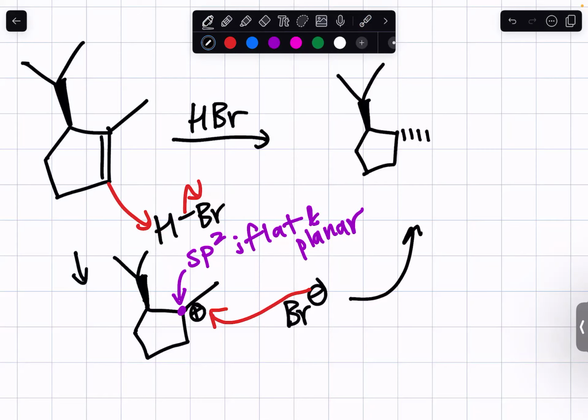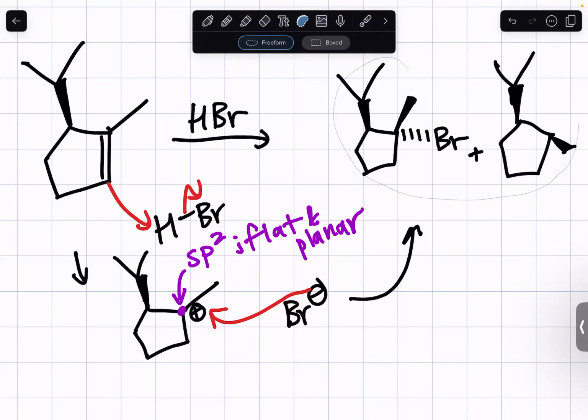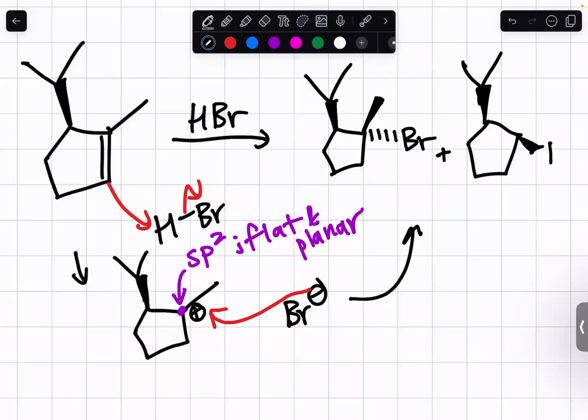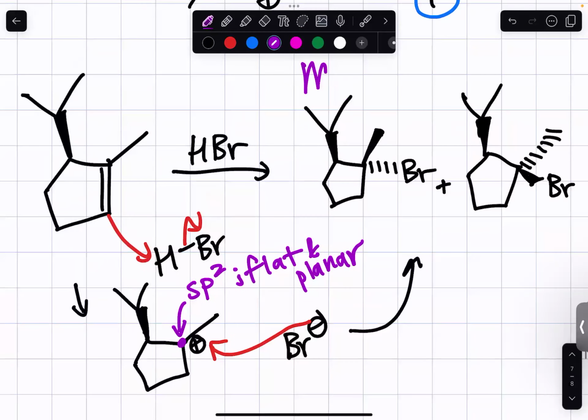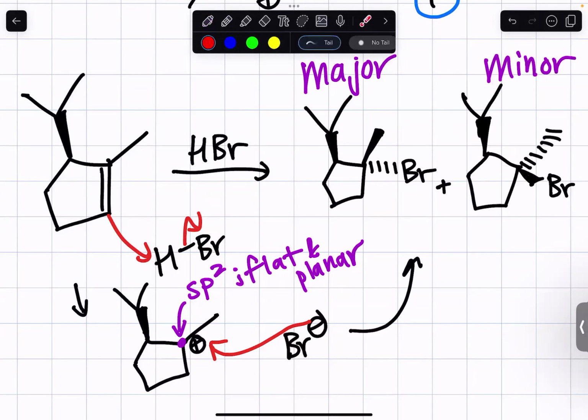So if the bromine is a dash, that forces the methyl to become a wedge. The minor product is if the bromine went on the top side, where it was already bulky and steric hindrance blocking the way, which forces the methyl to become a dash. So this is major, this is minor. That's the stereochemistry of this.